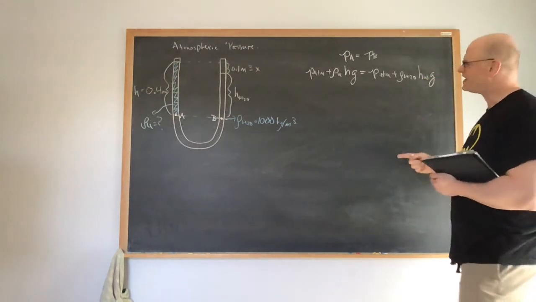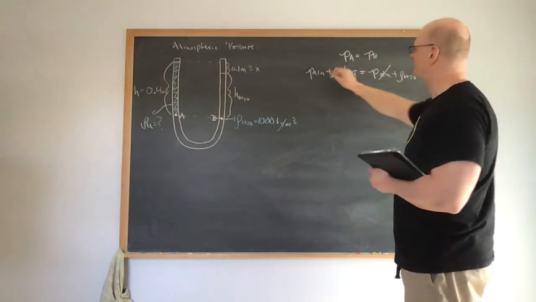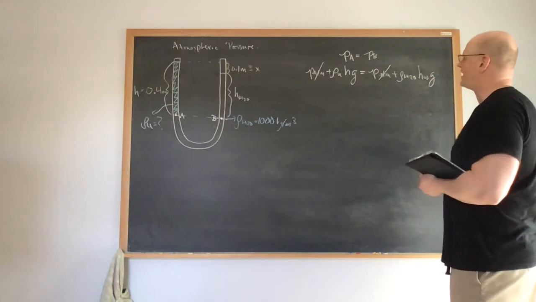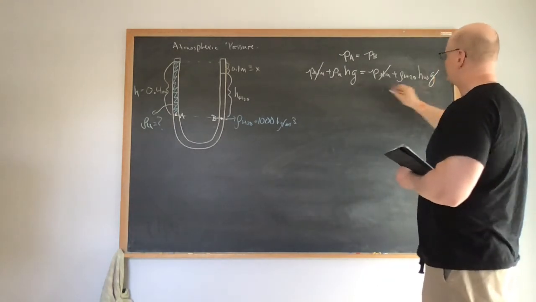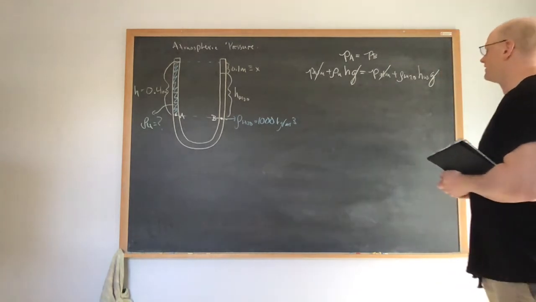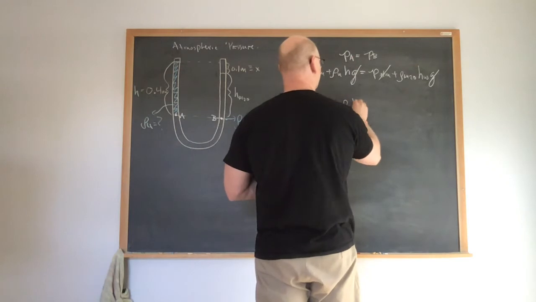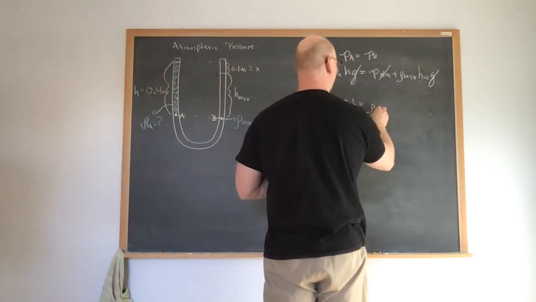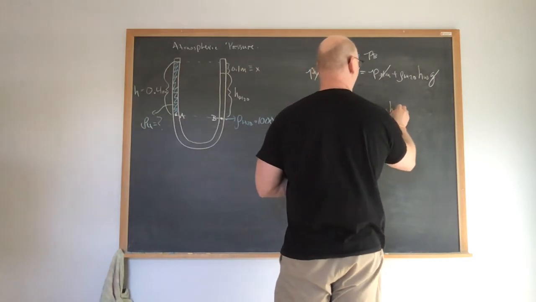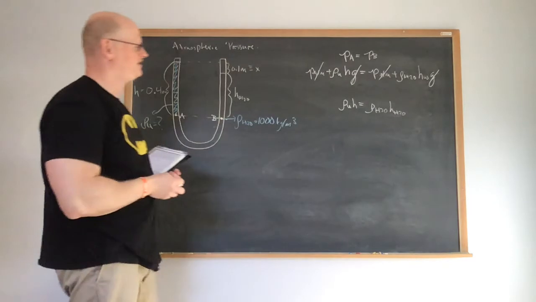Since this is atmospheric pressure and this is also atmospheric pressure, those 2 terms simply cancel. I can subtract both of them from both sides. I have a g here and a g here, which means I can divide through by g. So this tells me that the density of the unknown fluid times the height of the unknown fluid must be equal to the density of the water times the height of the water. Sorry, I changed notation here.